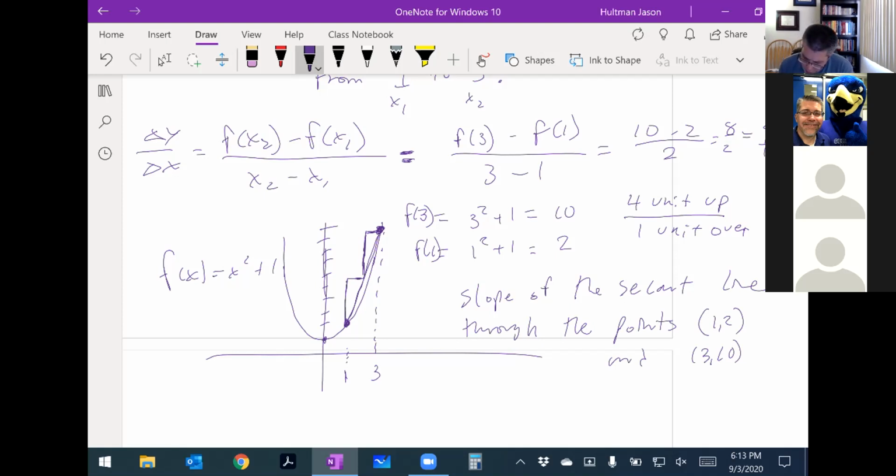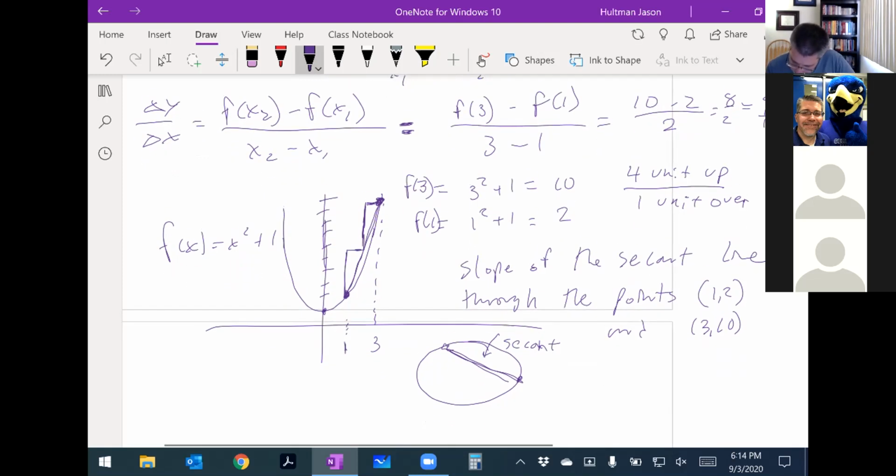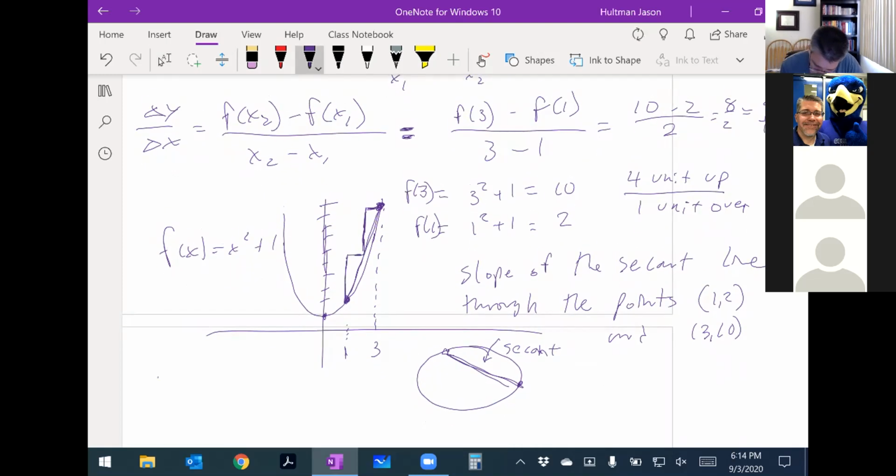Okay, now where are we getting the word secant from? Well, if we take a circle and we cut across the circle, this is called the secant. So it's just saying we cut across this curve. That's a secant line. So we say here that the average rate of change is 4. The average rate of change is 4.